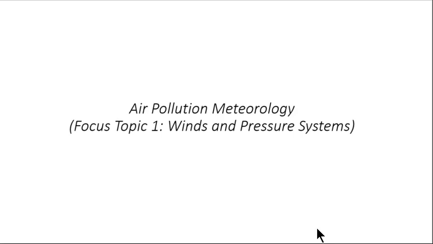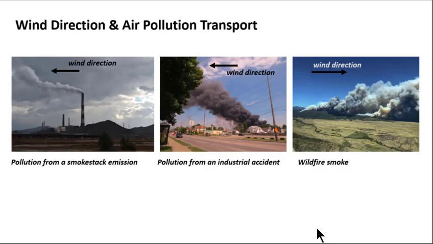Air pollution meteorology. Focus topic 1, winds and pressure systems. Winds primarily affect air pollution by determining the direction that pollution blows. This is determined by the wind direction. Seen here are three images depicting this.